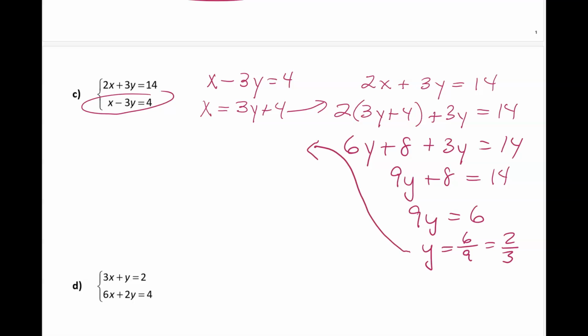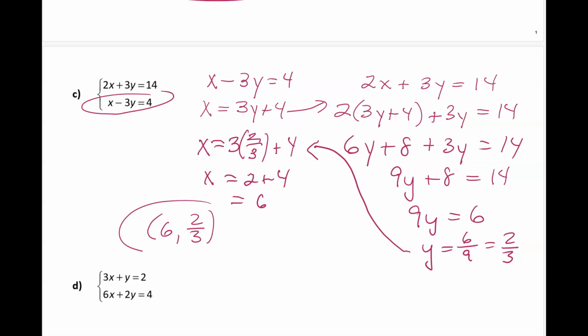Do simplify all of your fractions. Take that and go back to the first equation here and replace the y with 2/3. So now we've got x is equal to 2 plus 4, which is 6. So our ordered pair is the x, comma, the y value.